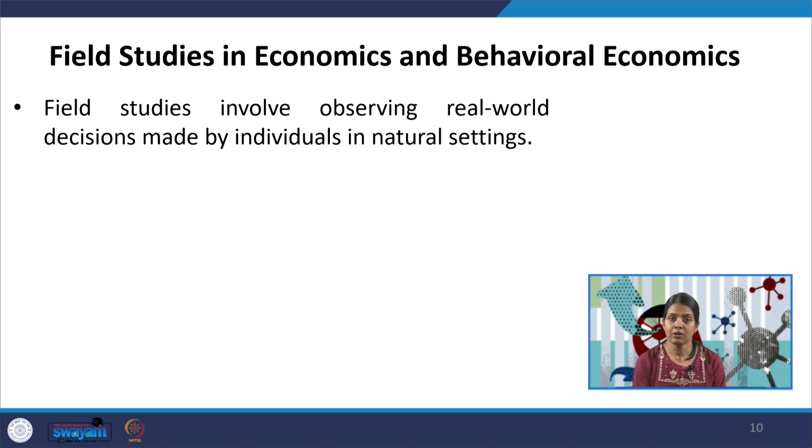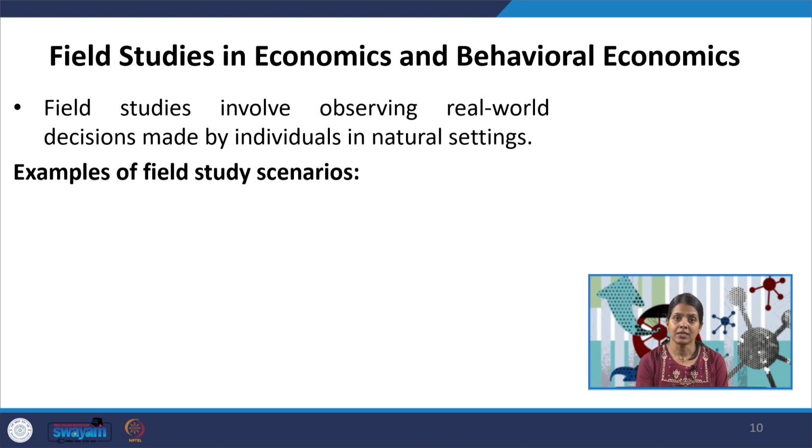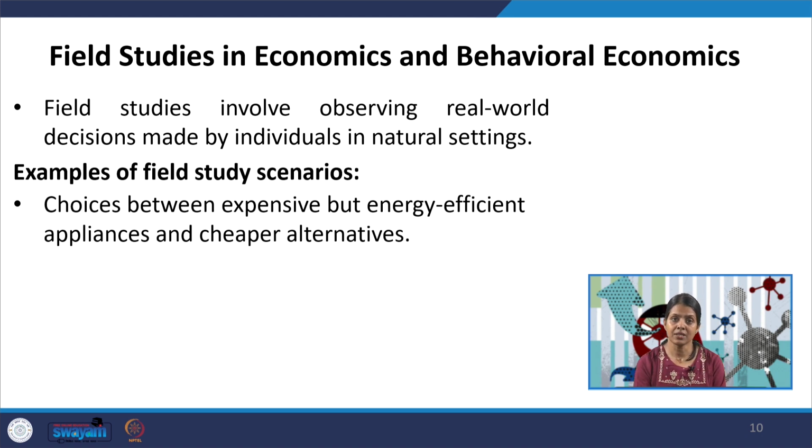Field studies involve observing real world decisions made by individuals in natural settings. For example, field study choices between expensive but energy efficient appliances and cheaper alternatives. One can always observe what kind of appliances people generally purchase given different kinds of information given to them by the shopkeepers or the sales representatives.